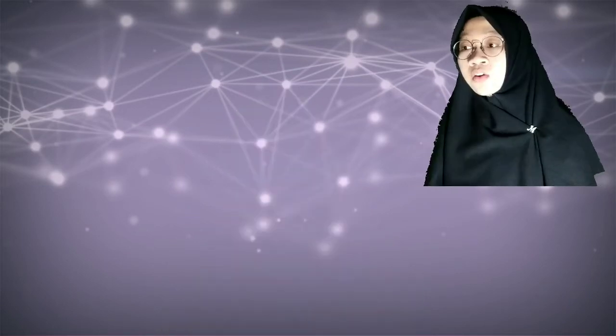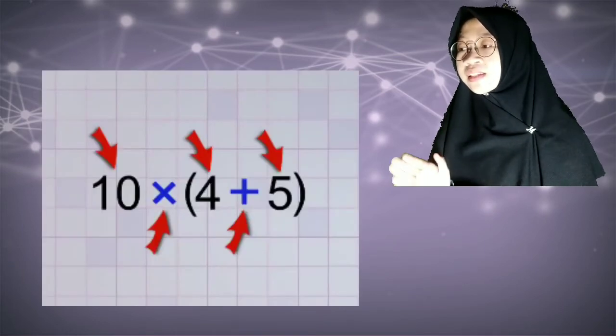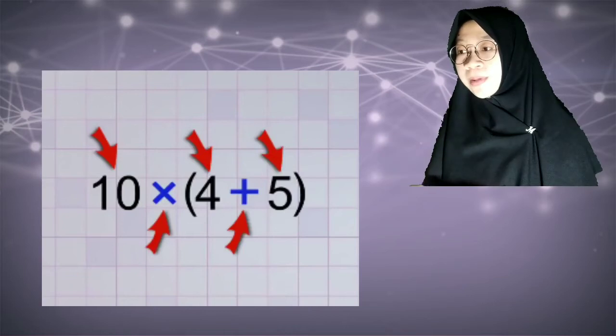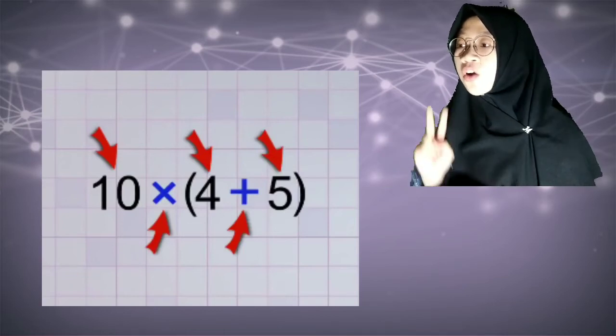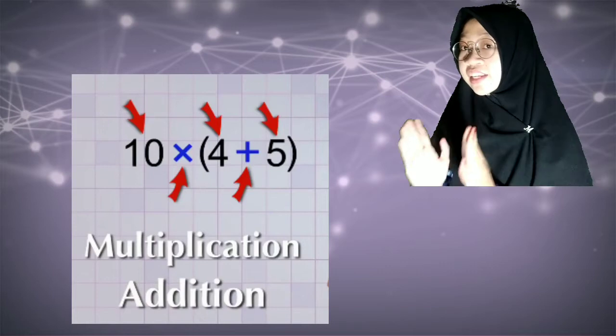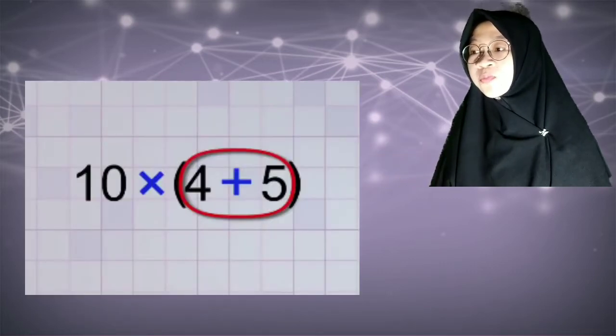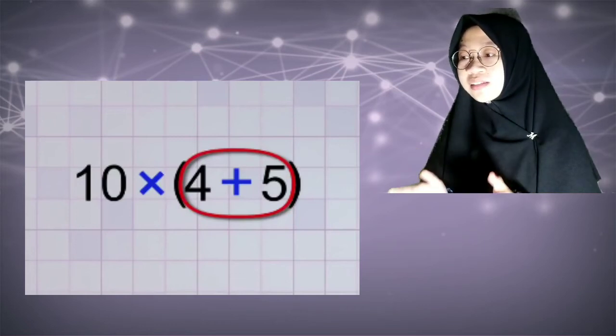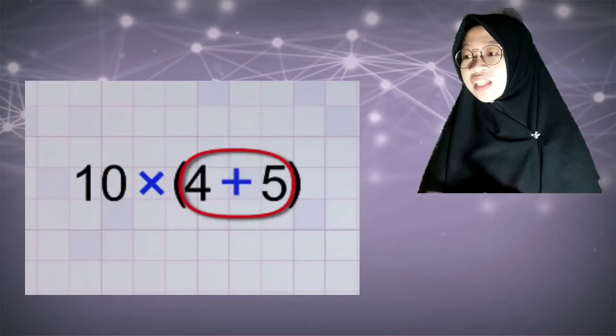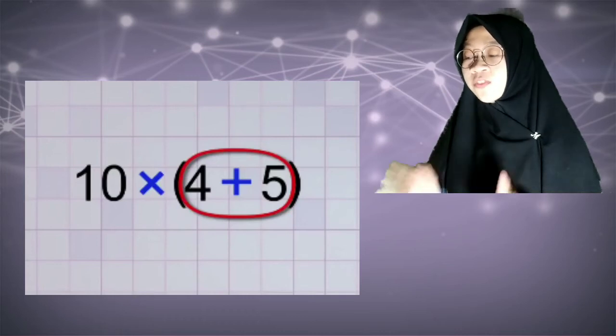Parentheses and brackets are used to group things together, and our rules tell us to do any operation inside this group first. For example, have a look at this problem: 10 times (4 plus 5). It has 3 numbers and 2 operations, multiplication and addition. But 2 of the numbers and the addition symbol are inside parentheses. That means that they form a group and we need to do that part of the problem first.